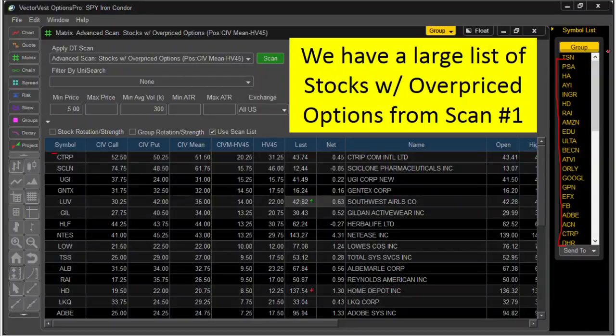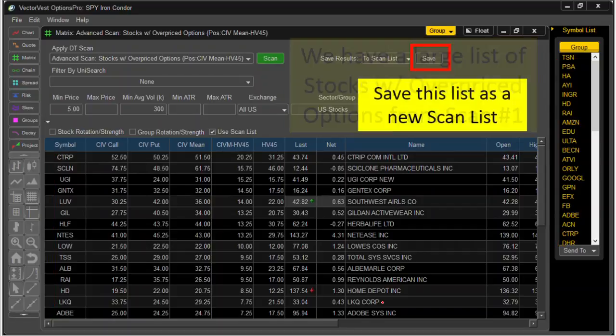Out of all of those lists that I brought over from VectorVest, this is now only stocks that are overpriced. I need to really filter this down even more. I don't want to waste time looking at a graph of Albemarle Corporation, whatever that is, or Reynolds American, or LKQ, or Adobe. I don't even want to look at the stock if it doesn't have options that work for me. So I'm going to filter it even more.